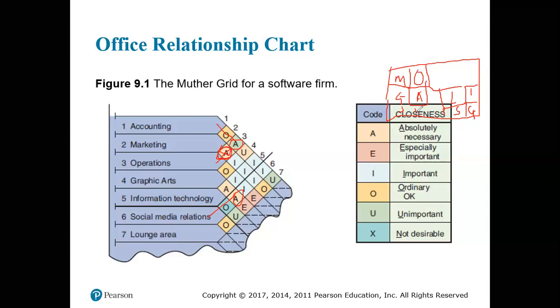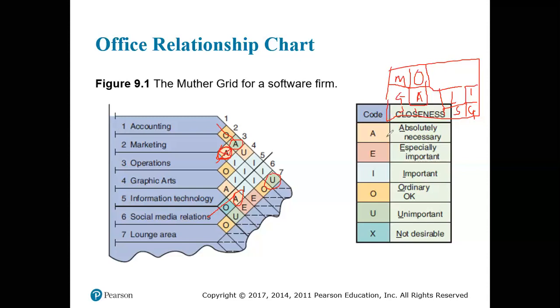And for those departments that don't need to be next to each other, for example, we have a U over here, basically saying that the lounge area doesn't need to be anywhere near accounting. I guess the accounting guys never use the lounge. So that's a connection that doesn't have to be near each other. So that says we don't really need any connectivity between those two.